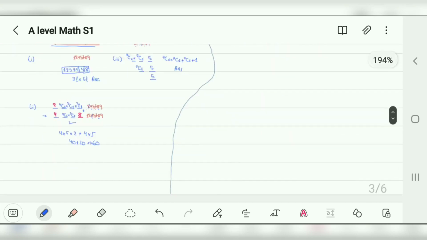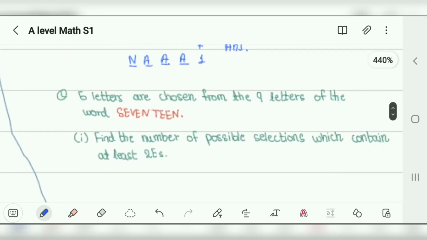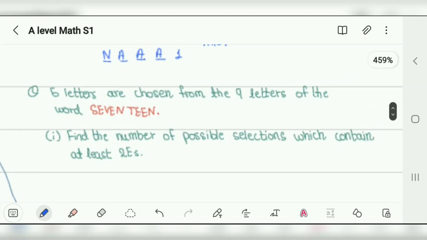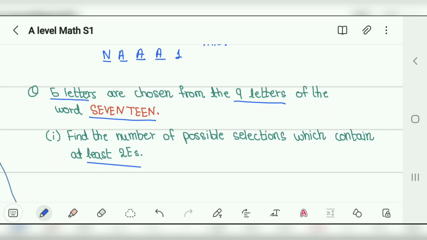Now let's move on to the next question. This is the last question of anagrams. Question 3, I think. Yeah. 5 letters are chosen from the 9 letters of the word. Find the number of possible selections which contain at least 2 E's.